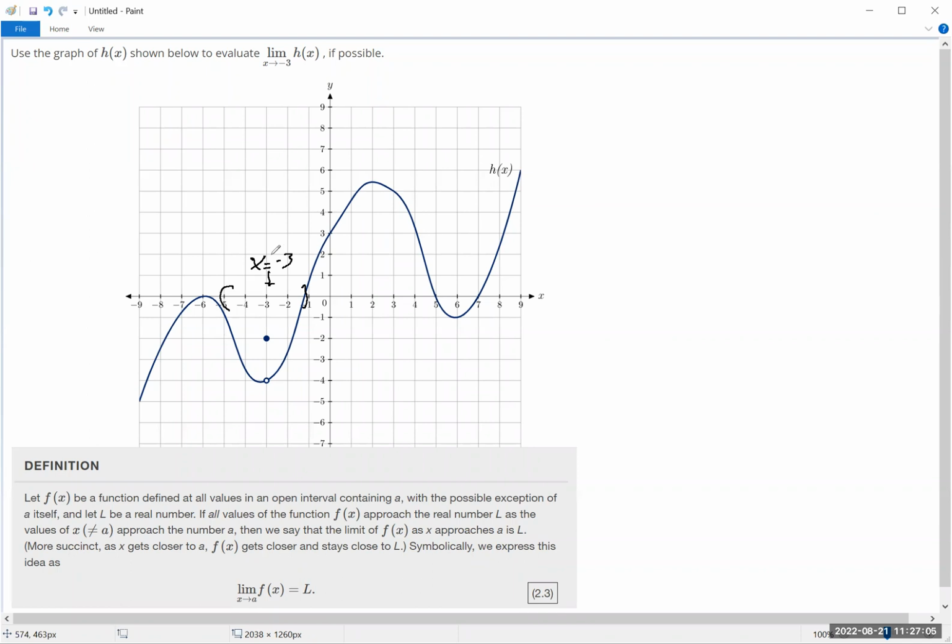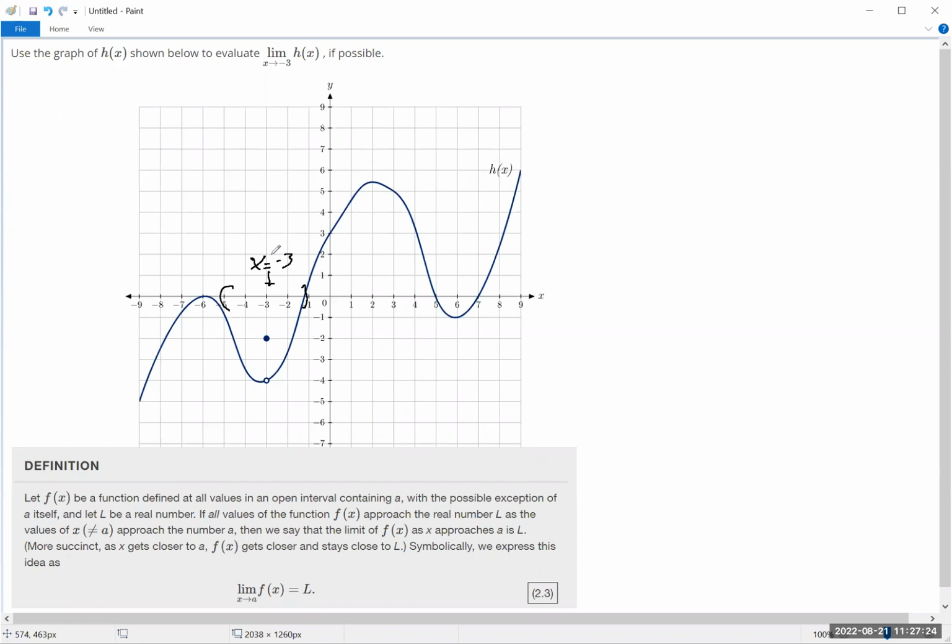So in this case, h of -3 is a little bit problematic because it's not on the curve, but that's not gonna keep us from finding the limit.